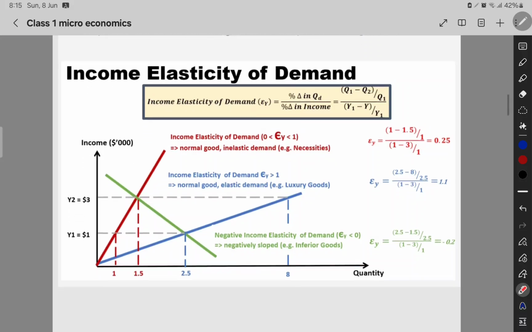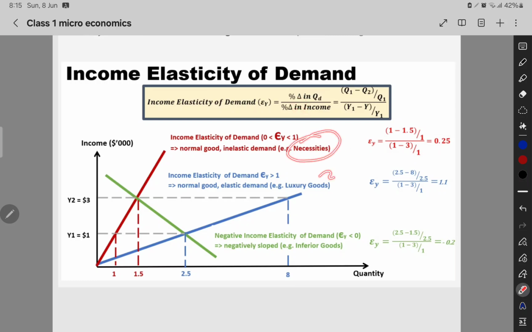For example, let us see this income curve. There are three types of goods here, if I carefully notice. One is necessity. Some goods are necessary for us, some goods are just luxury for us, and some goods are just inferior goods. I mean, some goods are just cheap goods. So how does it vary? Necessities are normal goods.